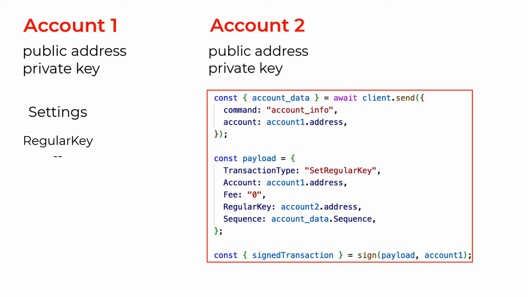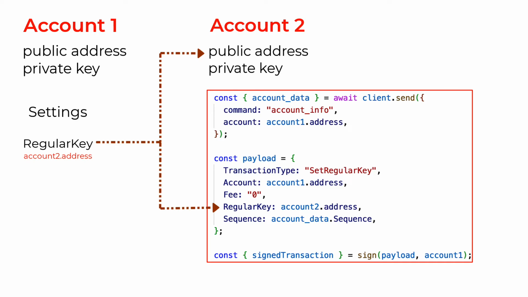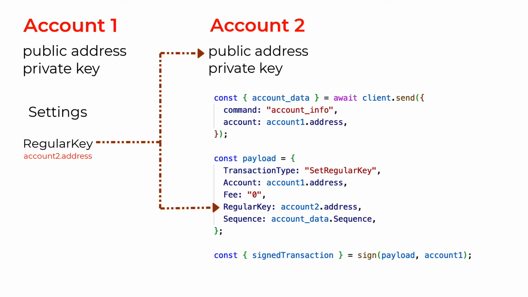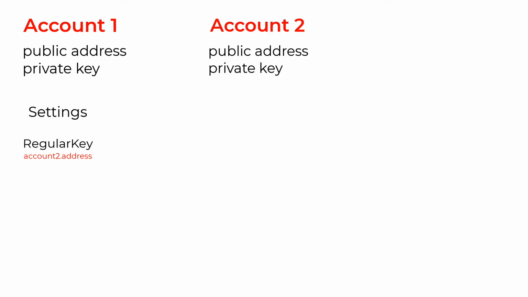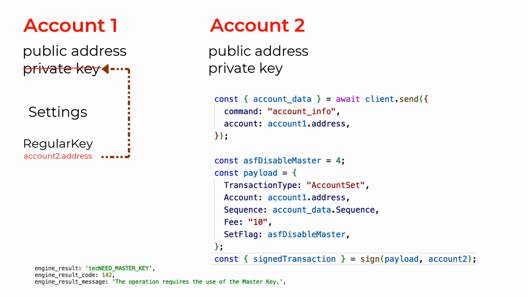In general, this code sets up the second account as a regular key to the first account, which means now you can sign any of the transactions of the main account, or account 1, using the private key of the first account or the private key of the second account. One thing a regular key cannot do is disable the master key. If it tries to do that, it will throw an error that this kind of transaction has to be signed by the master key itself.